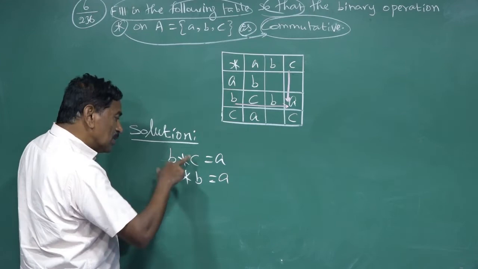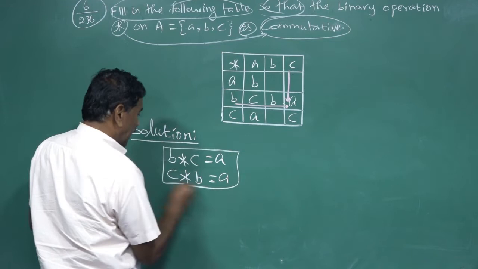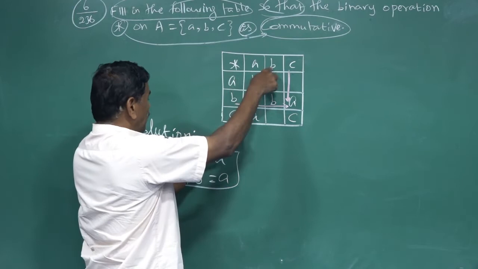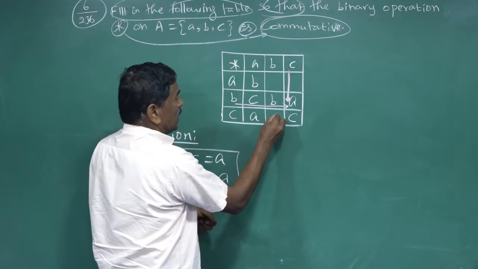Now, in the diagram, where is C star B? Find it. Listen. C star B is equal to A. So this answer is A. One answer is filled.